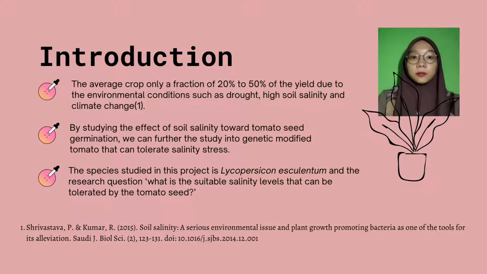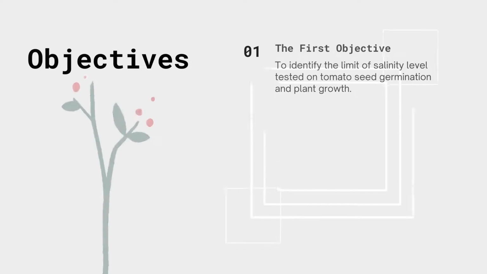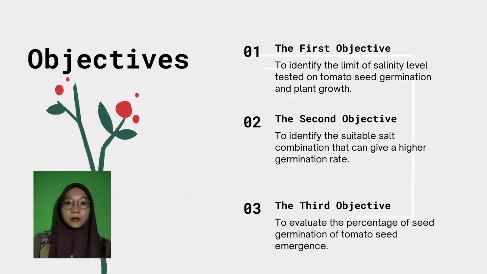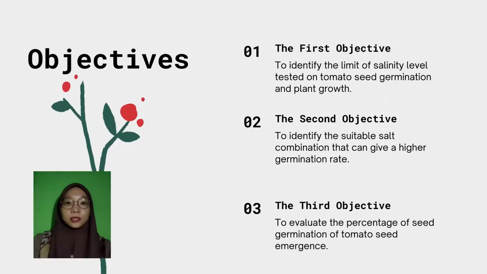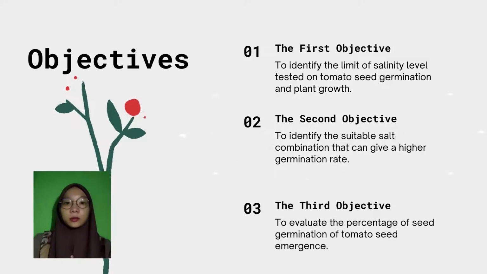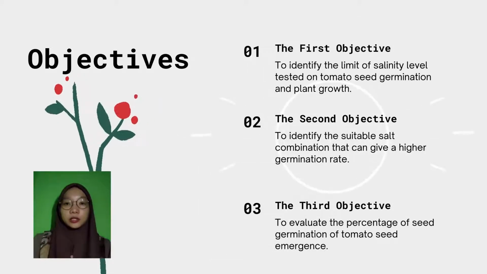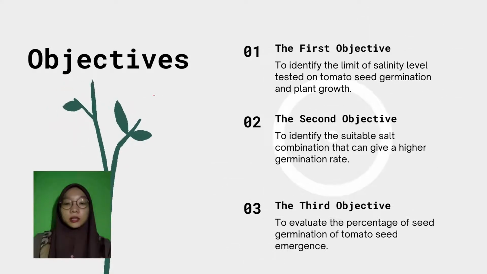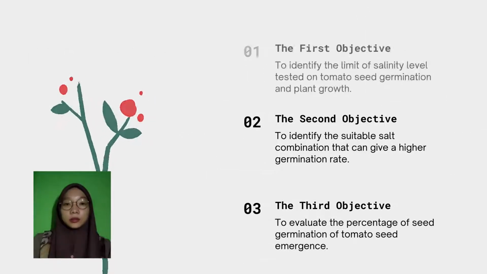In this project, the species studied was Lycopersicum esculentum, with the research question: what are the suitable salinity levels that can be tolerated by the tomato seed? The objective for this project is first, to identify the limit of salinity level tested on tomato seed germination and plant growth. Secondly, to identify the suitable salt combination that can give a high germination rate. And lastly, to evaluate the percentage of seed germination on tomato seed emergence.